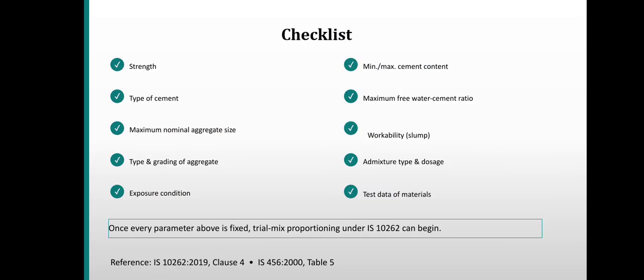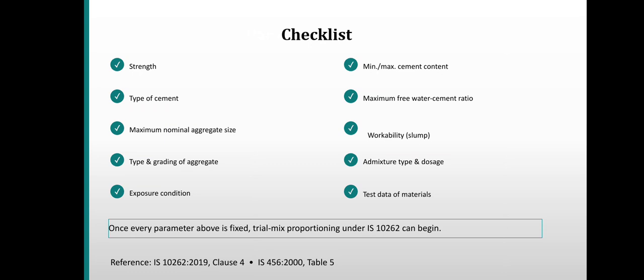Finally, before starting the trial mix, always verify the complete checklist. Ensure that the concrete grade, cement type, aggregate size and grading, exposure condition, cement content, water cement ratio, workability, admixture details, and all material test data are available. Only then can the mix design process begin successfully as per IS 10262 2019.